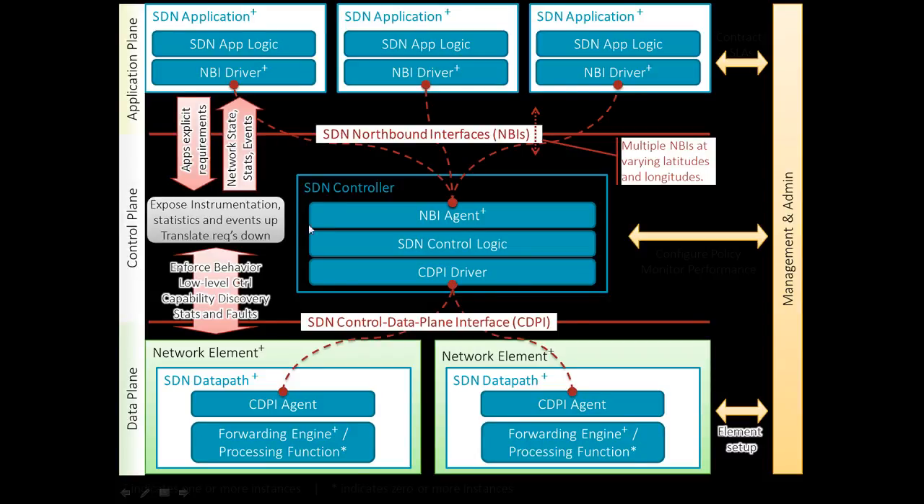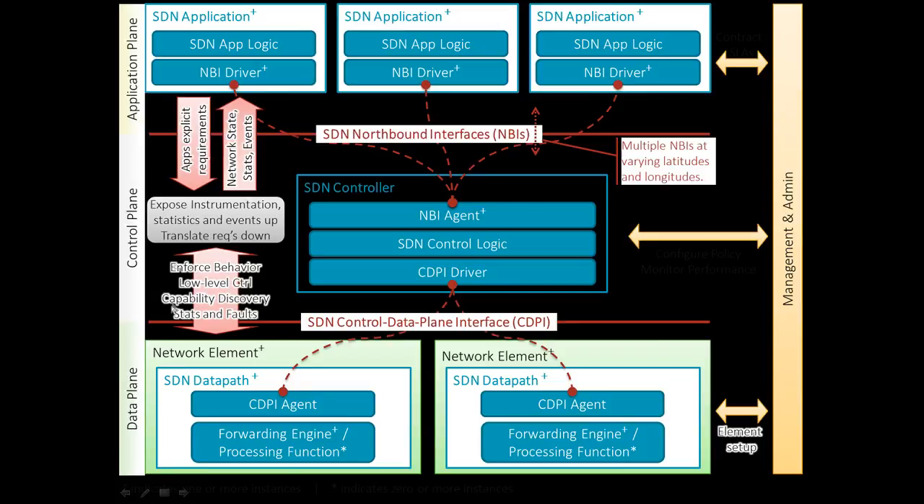The control plane is centralized in the SDN controller, whose primary function is to translate the requests from the application plane to the data plane. It also has the function of providing the application plane with an abstract view of the entire network. The SDN controller is composed of the NBI agent, which basically puts together all the NBI drivers and commands, and the CDPI driver, which is the control data plane interface driver.